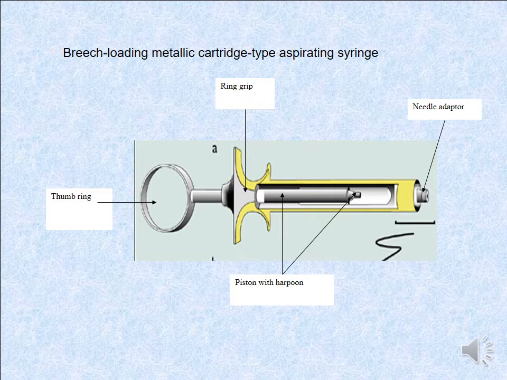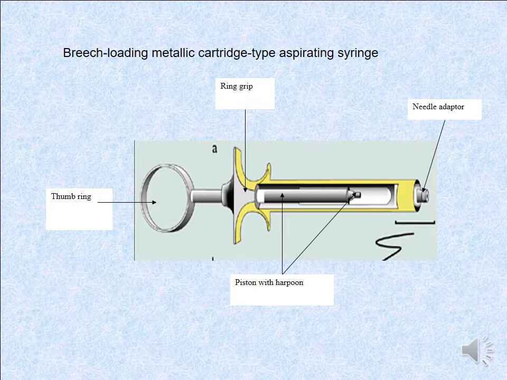The harpoon is the side that aspirates within the dental cartridge, and the piston pushes the local anesthetic solution within the cartridge. The other part is the ring grip, the ring that surrounds this area of the syringe. And the last part, the thumb ring, that pushes the piston with the thumb.